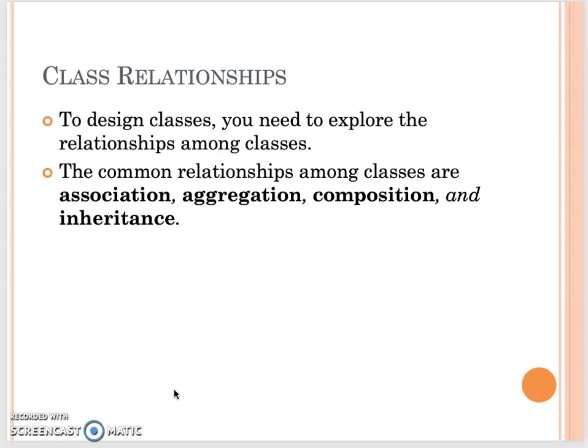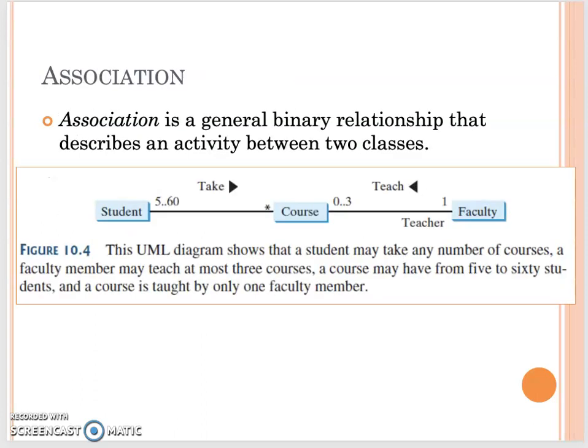The common relationships between classes are association, aggregation, composition, and inheritance. In this video, we will only talk about the first three. Inheritance is a big topic, so we will talk about it next week. First, let's talk about association. Association is a general binary relationship that describes an activity between two classes.